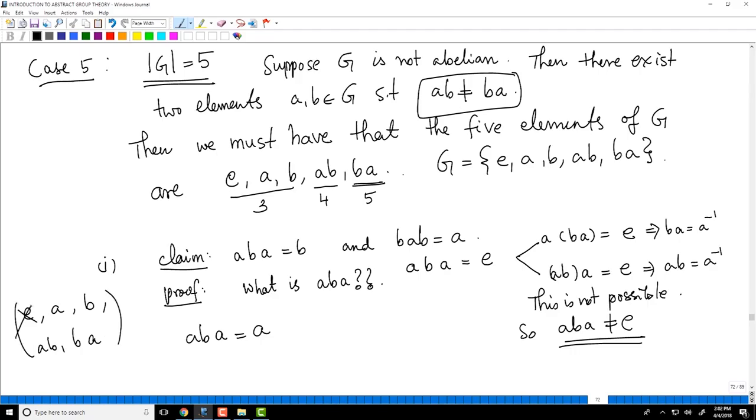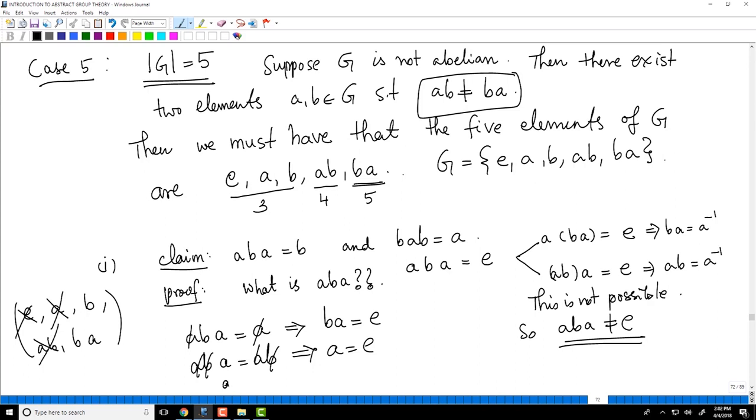I have concluded it can't be E. Can it be A? It cannot be, because if it's A, I can cancel A and conclude that BA is E. But if BA is E, AB must also be E, because A and B are inverses of each other and they commute. So it can't be A. Can it be AB? If it's AB, then I cancel A, then I cancel B, I get A equals E. This is also not possible. So it can't be AB.